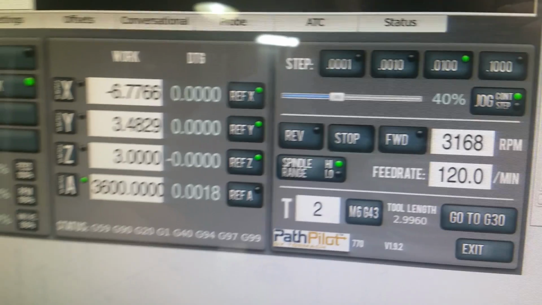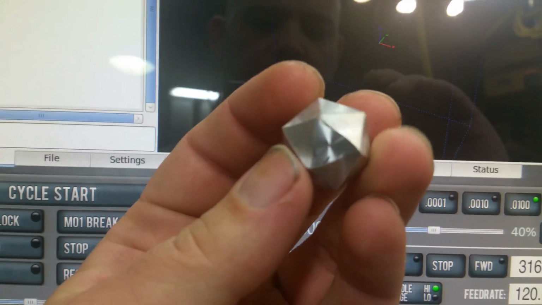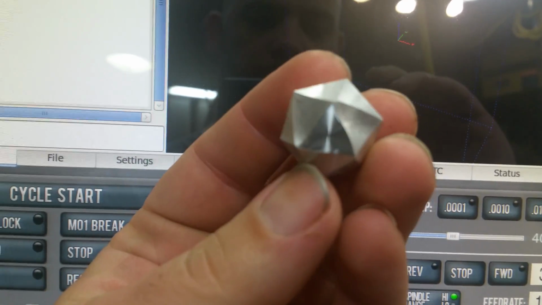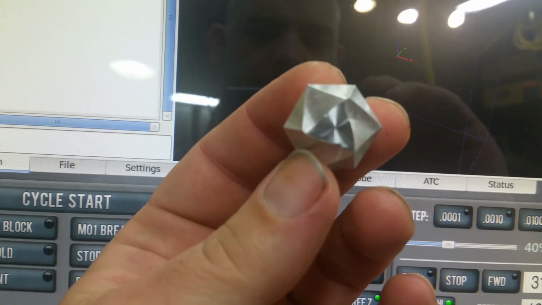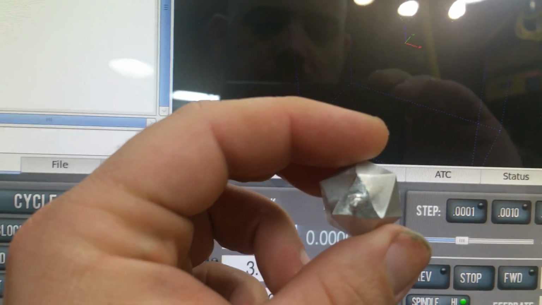So that's the problem we're having. I'm not sure what's causing this issue, but it's resulting in a twisted part. You guys can see those should be triangles, and all the triangles have twists in them. So it goes all the way through the dice. You guys can see it even on the back side.